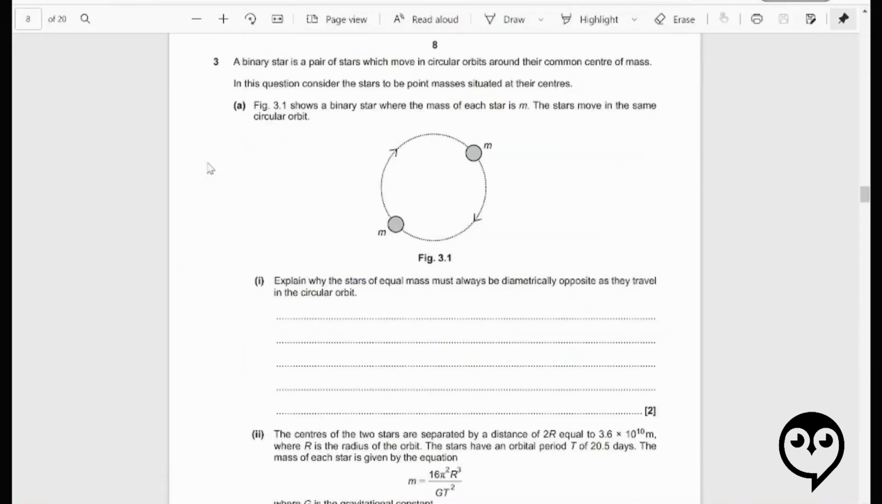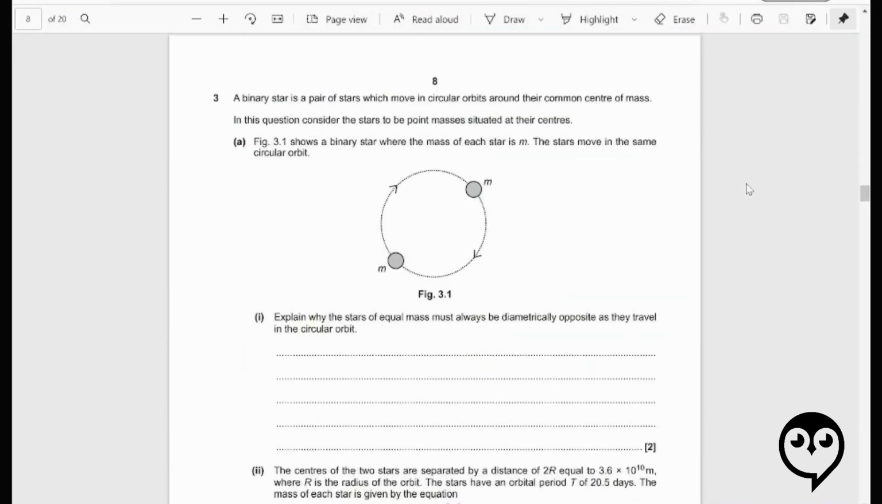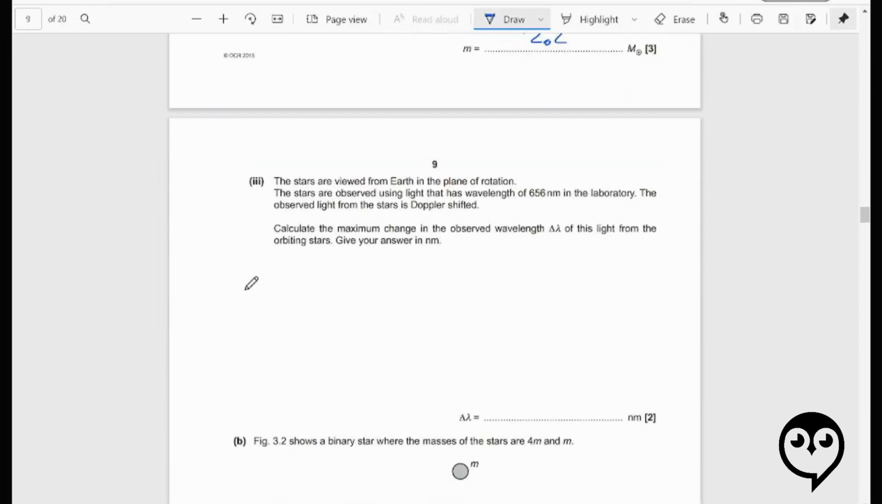Anyway, let's look at part D. The Hubble constant has this estimated value, estimate the age of the universe. It's just the reciprocal, is all you need to do. Just say the age of the universe is the reciprocal of the Hubble constant, and there we go. Okay? Right, here we are, another binary star question. This is from OCR, the Unified Physics, which is paper 3 of Physics A. Stars are viewed from Earth in the plane of rotation. Stars are observed using light that has a wavelength of 656 nanometers. The observed light is shifted. Calculate the maximum change observed.